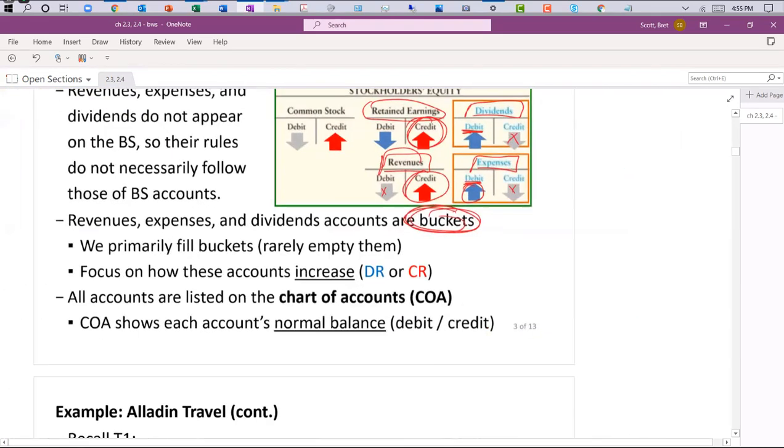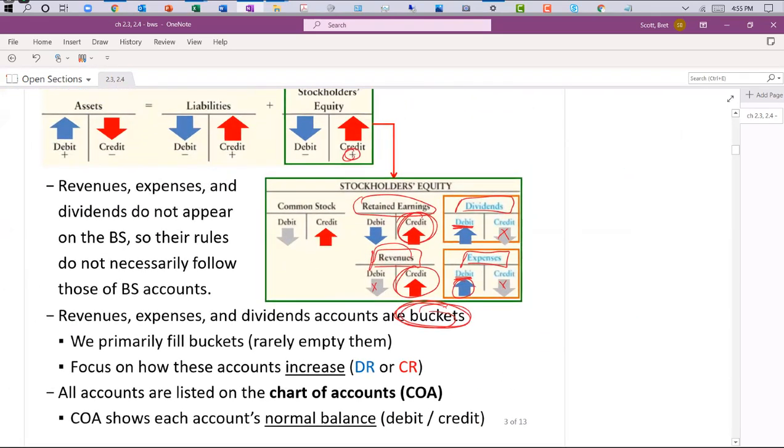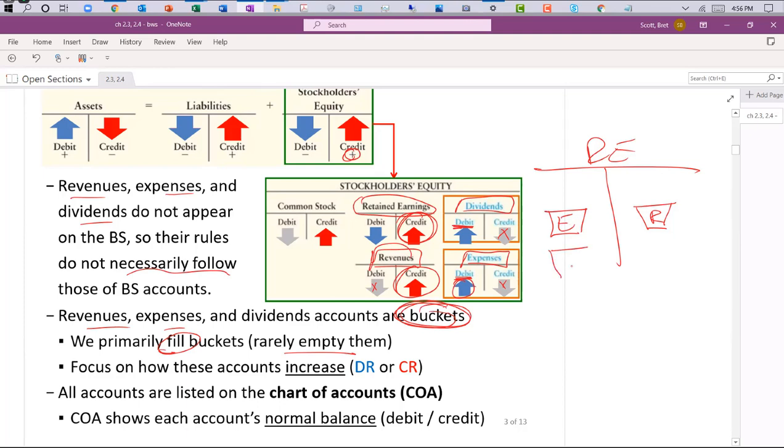Revenues, expenses, think about it like this. Generally speaking, credits will increase stockholders' equity. Revenues, expenses, they don't appear on the balance sheet, so they may follow their own sort of rules. Think about those things as buckets. We primarily fill buckets, rarely empty them. Retained earnings is usually only updated once. Think about buckets for revenue. By buckets, I mean revenue accounts. Think about expense accounts as buckets, and dividends as their own buckets.